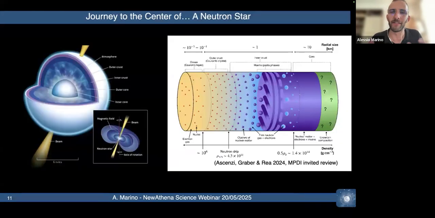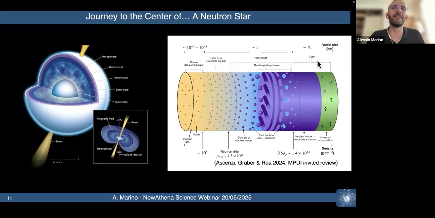Let's take a journey to the center of a neutron star. We can imagine a neutron star as like a big onion made of different layers. We go from outside in, we have an ocean or envelope of low density. Then we have at increasing density an outer and an inner crust, where matter becomes more and more amorphously organized. We start from a lattice of nuclei to then go to a more condensed nuclear pasta phase. And finally, after just 1 kilometer, we get to the core of the neutron star.